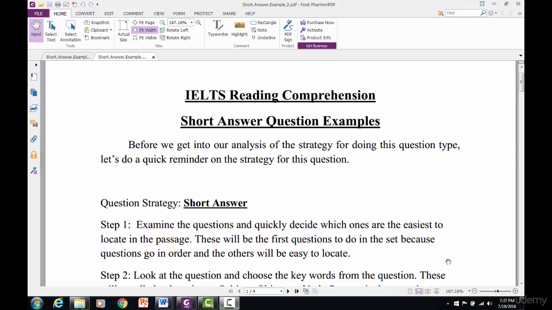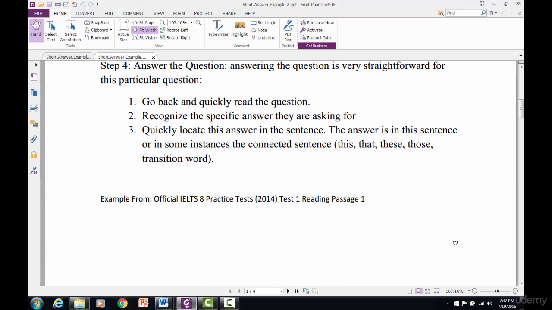Also, we have to be aware that sometimes they will take two sentences from a paragraph and combine them into one sentence for a question. So we have to be aware of that in terms of our strategy and tactics when we are doing this particular type of question. All right, so let's take a look at what we're dealing with here.